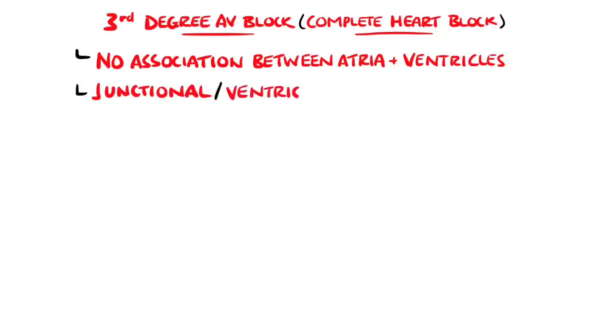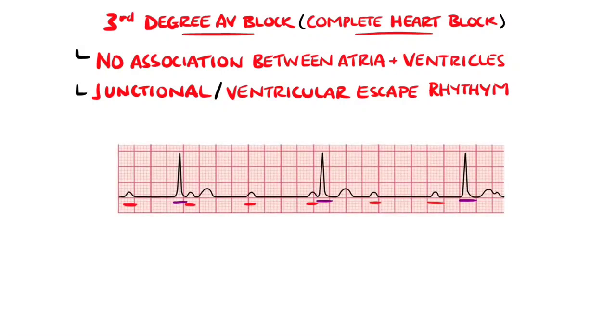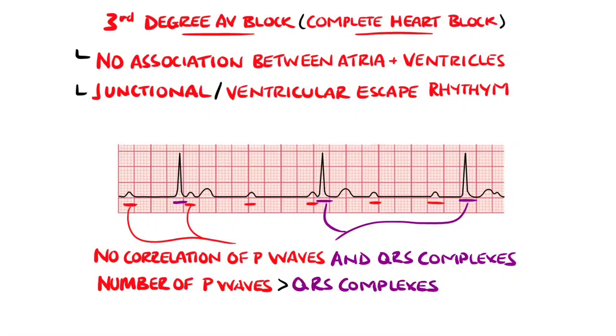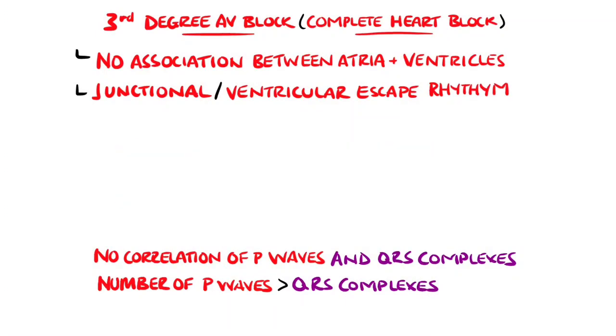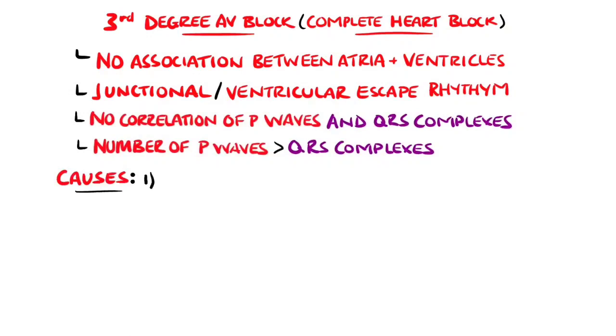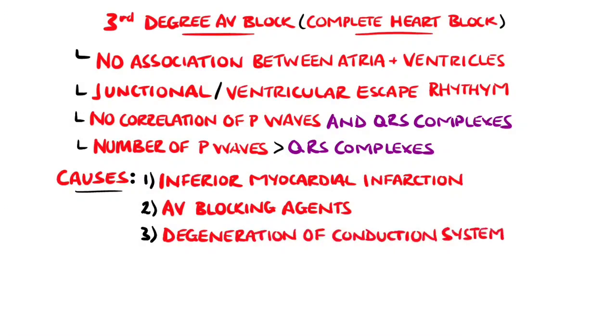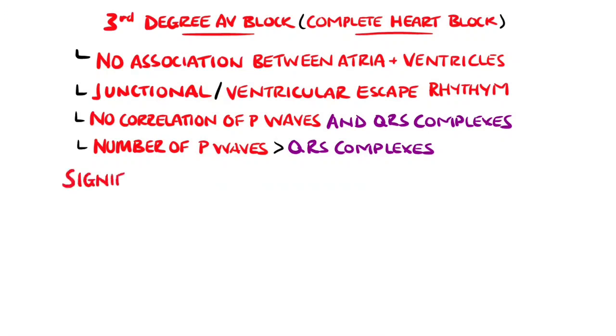This means that the rhythm causing blood to leave the heart is either from a junctional or ventricular escape rhythm. This appears on the ECG as P waves that do not lead to a QRS complex and more P waves than QRS complexes, indicating a higher atrial rate than ventricular rate. This is the end stage of second-degree heart block, and therefore similar causes are present, the most common being inferior myocardial infarction, AV node blocking agents, and degeneration of the conduction system.